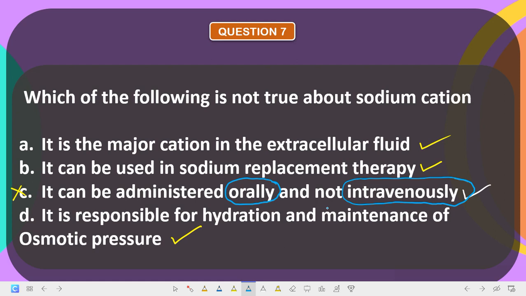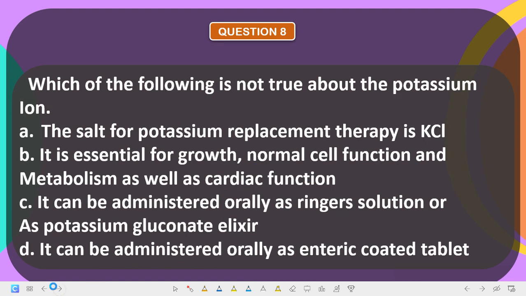So this note here negates intravenously, whereas intravenously is one of the routes through which it can be administered. Okay, so it makes option C the correct answer. So we say the correct answer is what? Option C is our correct answer. Now let's look at the next.